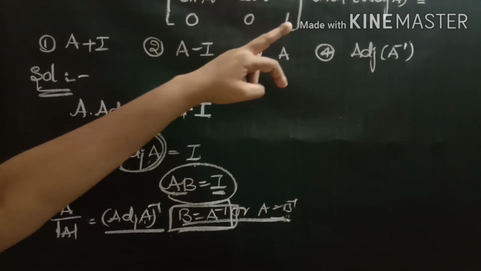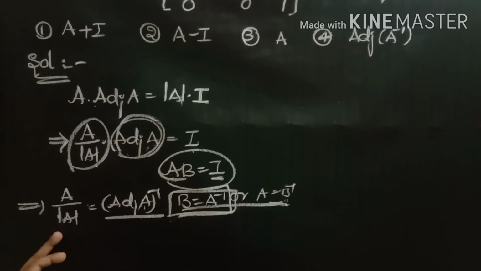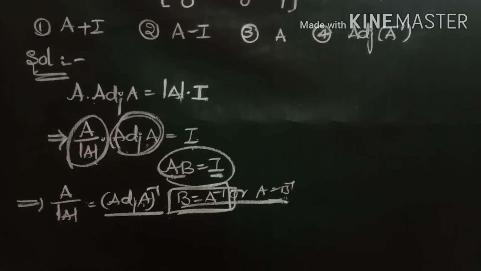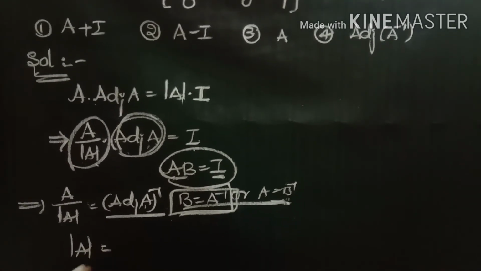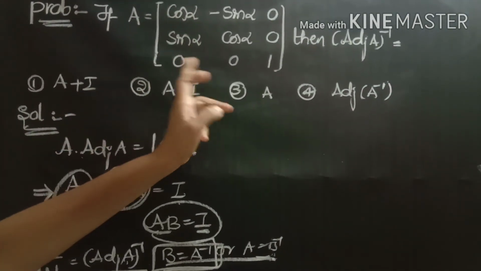Now we want the value of adjoint A whole inverse. So adjoint A whole inverse is equal to A by mod A. And here what is mod A? Mod A means we are taking the determinant of the given matrix. So this is the given matrix here. Now the determinant value, here we have 0, 0, 1.